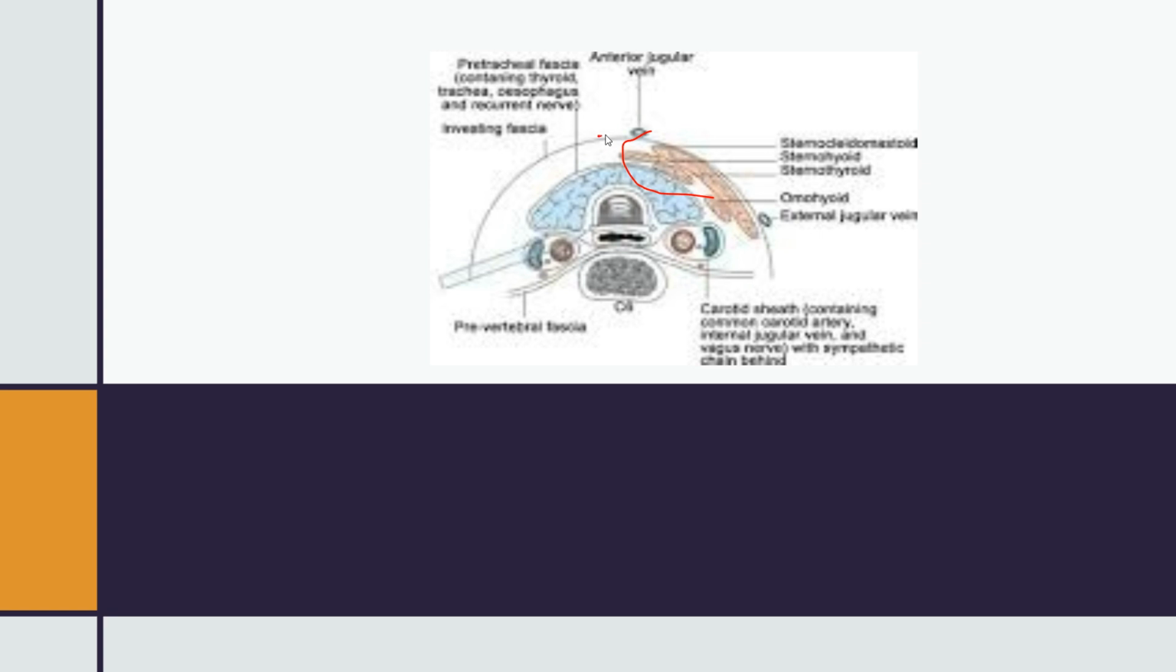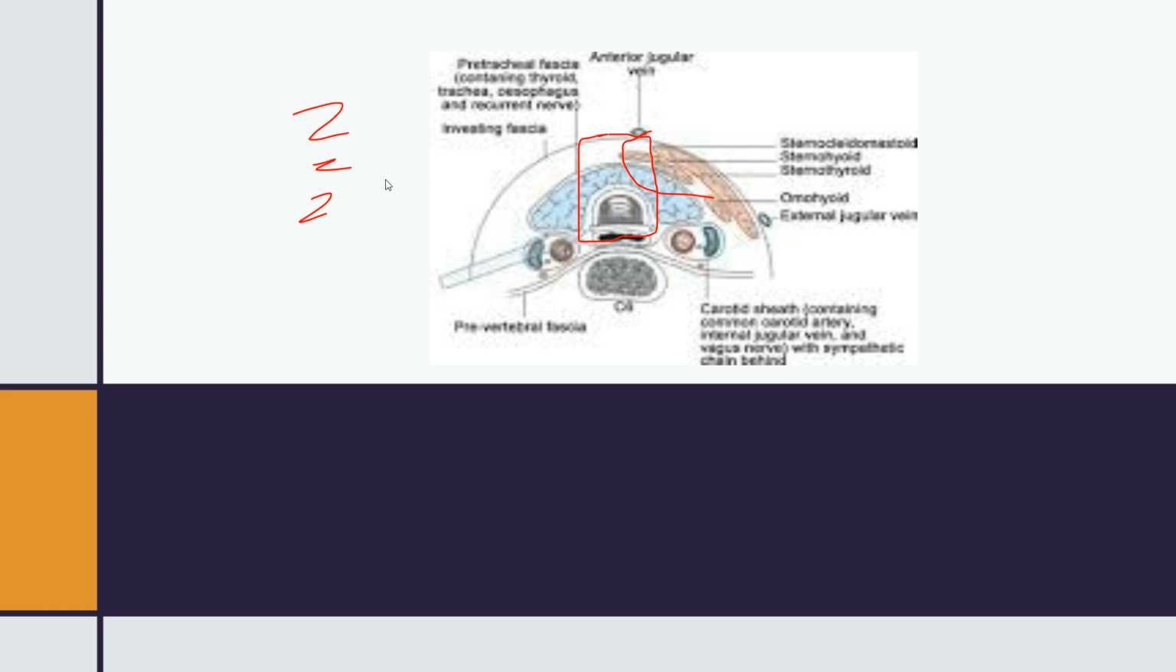Next of all, medial surface. So this is medial surface. In this medial surface, we are going to see about its two tubes, two muscles and two nerves. So two tubes are trachea and esophagus, two muscles are inferior constrictor and cricothyroid, and two nerves are external laryngeal and recurrent laryngeal.